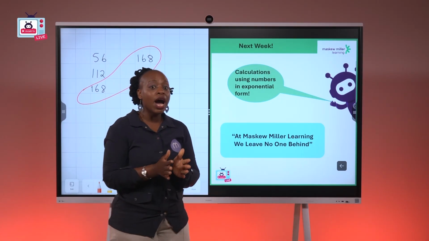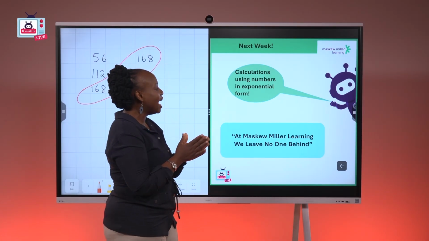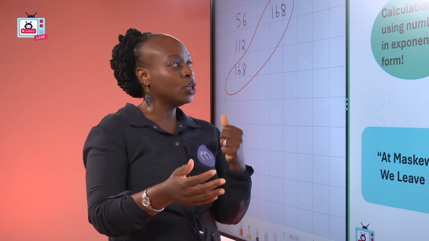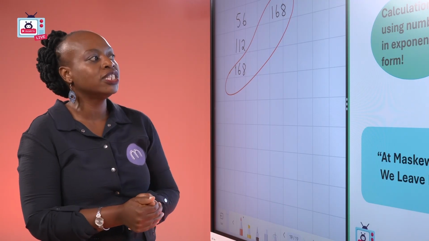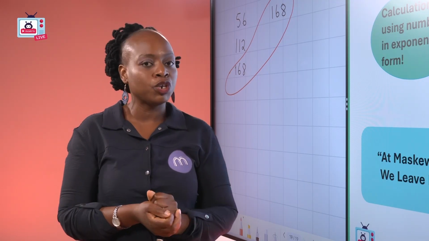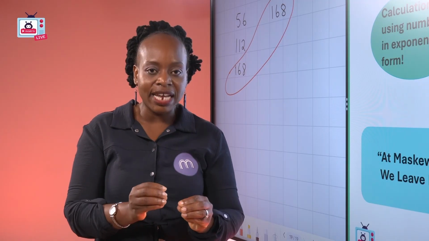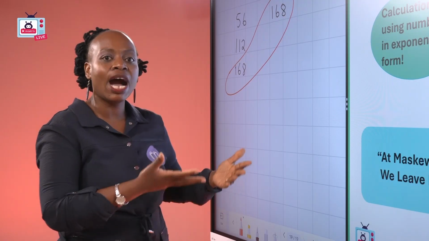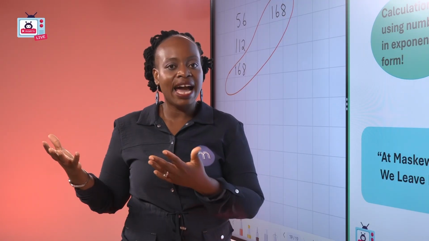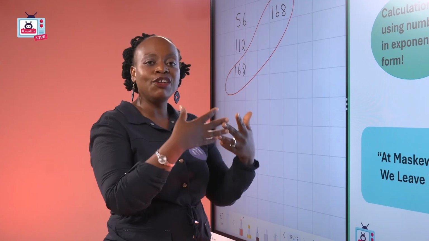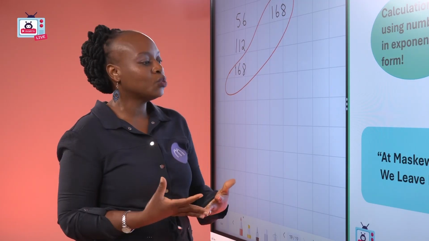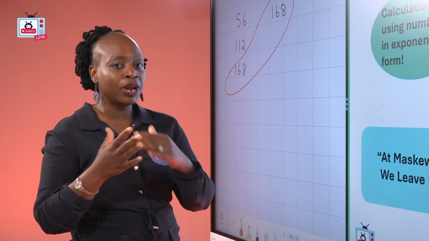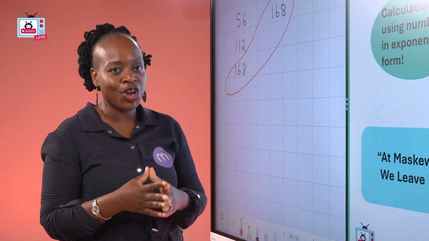All right, so now you need to be able to plan for next week, guys. We cannot just come and start and not prepare. So next week's topic is going to be calculations using numbers in exponential form. So we're going to do exponents, but we're going to learn how to calculate easier, just as we have learned how to deal with multiples, factors, prime factors, as well as highest common factor and lowest common multiple. We're going to break it down like that and make it very easy.